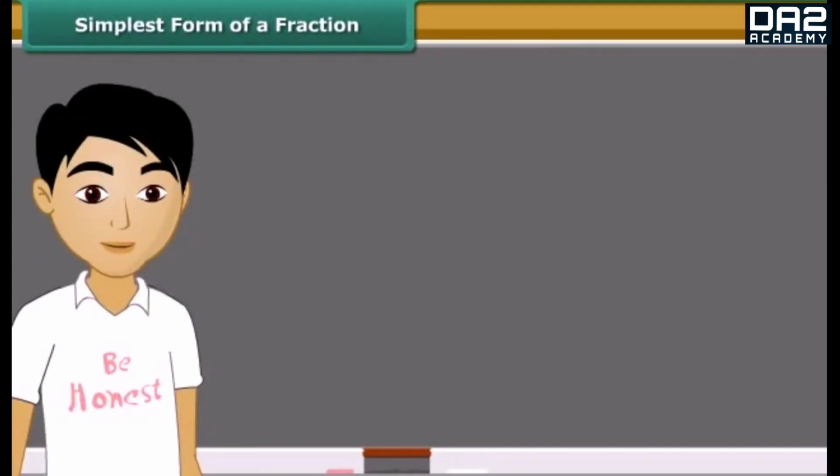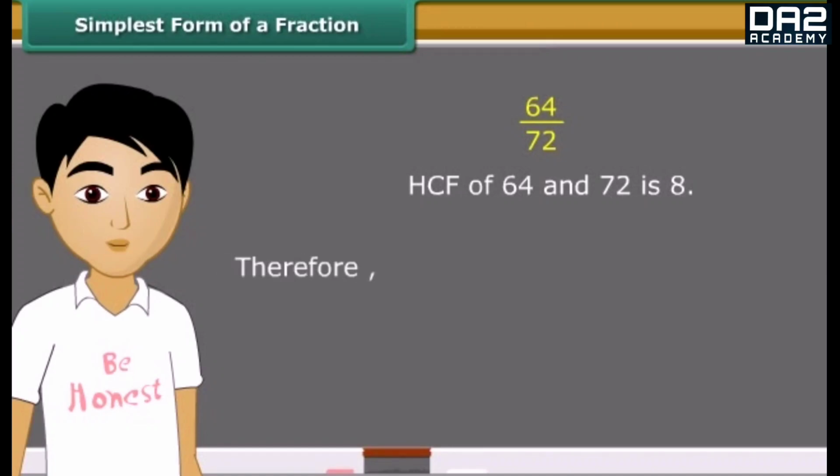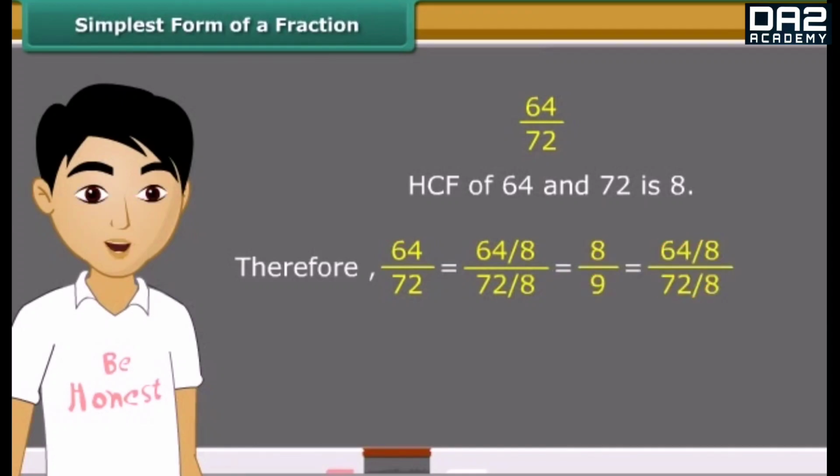Students, second method to find the equivalent fraction in the simplest form is to find the HCF of the numerator and denominator and then divide both of them by the HCF. Consider fraction 64/72. The HCF of 64 and 72 is 8. We get new fraction 8/9 on dividing the numerator and denominator both by HCF.